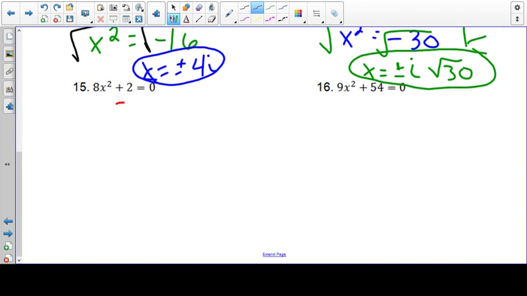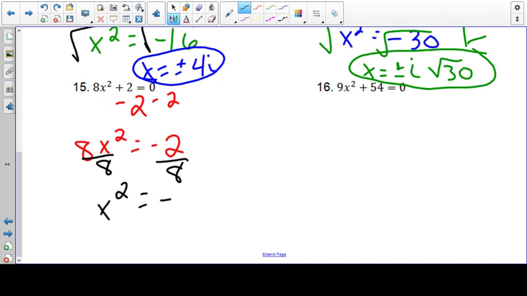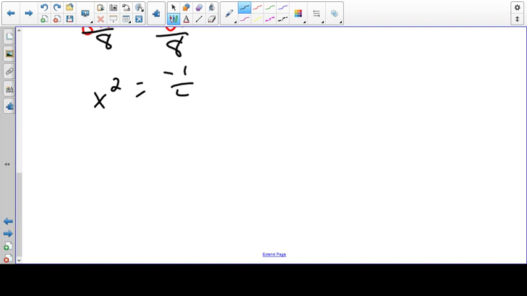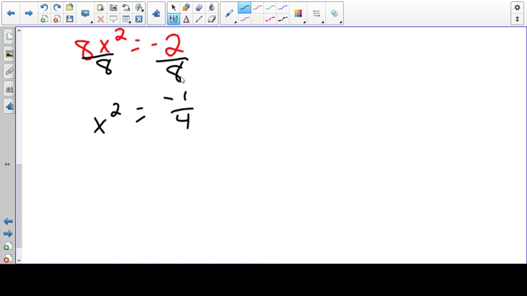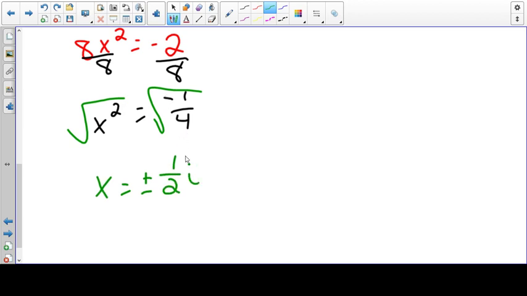All right, number 15, we're going to subtract 2. So I have 8x squared equals -2. Divide by 8. x squared is equal to negative 2 over 8, which will reduce down to 1 over 4 because I can divide both by 2. 2 divided by 2 is 1. 8 divided by 2 is 4. Take the square root of both. The square root of 1 is 1. The square root of 4 is 2. And then the square root of that negative sign is i. So in this case, you can have fractions.